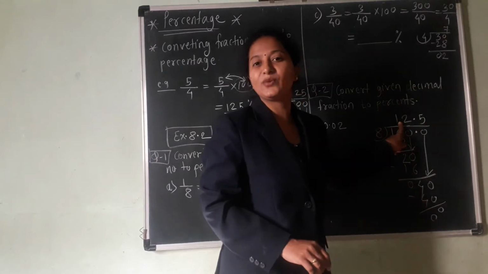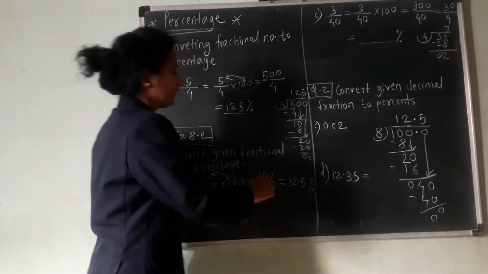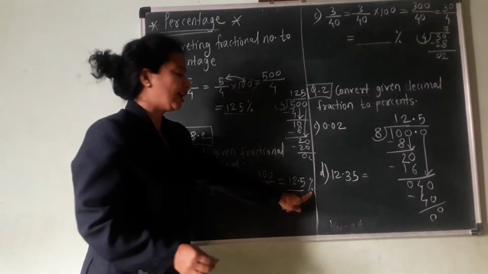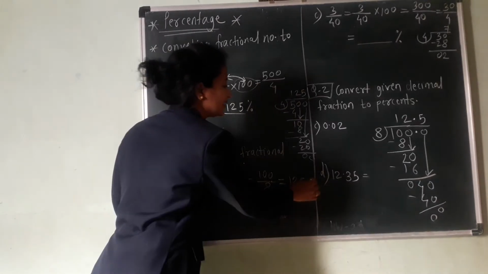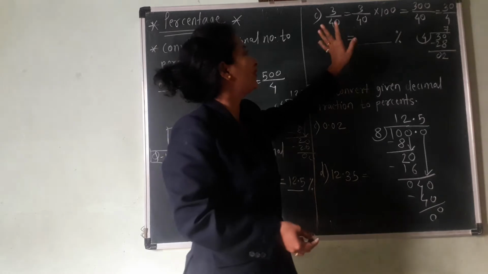So what is the answer here? What quotient did you get? That is 12.5. So the answer is 12.5, and we have converted into percentage, so here is the sign of percentage. It's very simple. Now one more sum I would like to explain here.